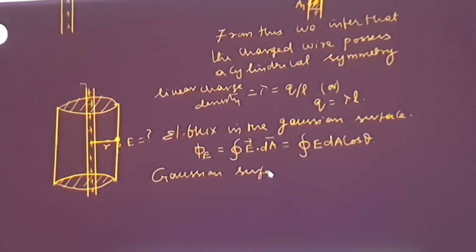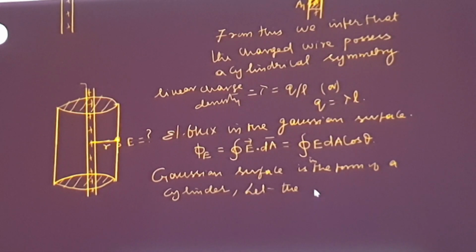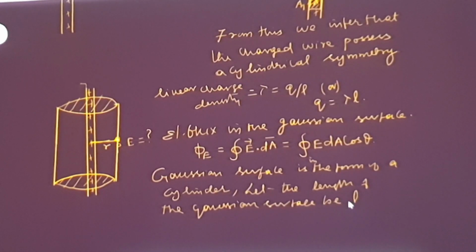So this Gaussian surface is in the form of a cylinder. If you are considering the Gaussian surface in the form of a cylinder, let the length of the cylinder be L. Let us consider it as capital L as it is in your book. So the length of the Gaussian surface is this one, so this value we are taking as L.